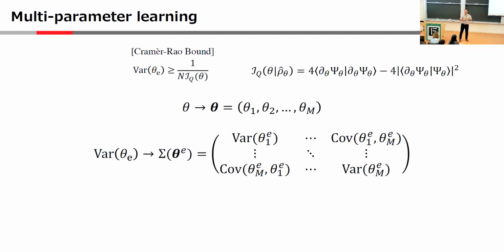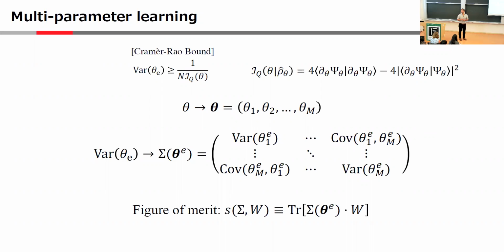But it's a matrix, so it's a bit annoying as a figure of merit for how good your experiment was. So people that do multi-parameter learning and metrology or quantum machine learning often introduce a scalar figure of merit called S. And S is just the trace of your covariance matrix multiplying a positive semi-definite weights matrix. The most common weight matrix used in literature, both classical and quantum, is just the identity matrix. And then your scalar figure of merit is just the sum of all the variances of the unknown things.